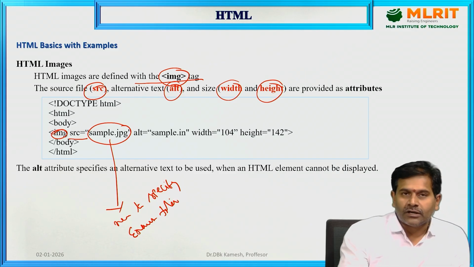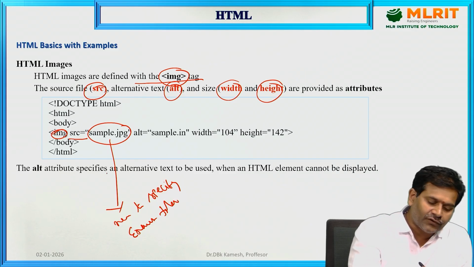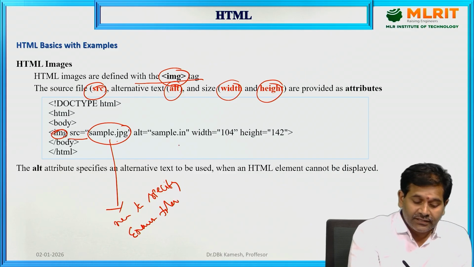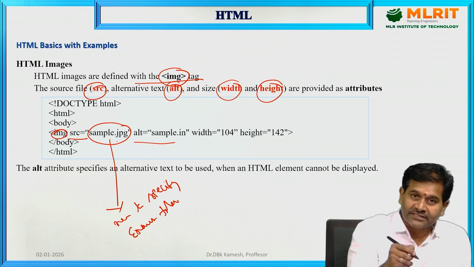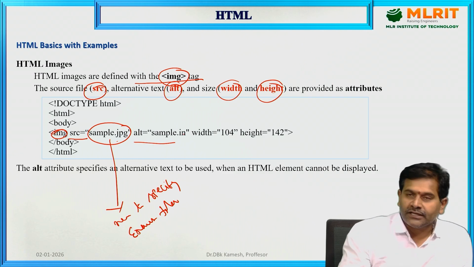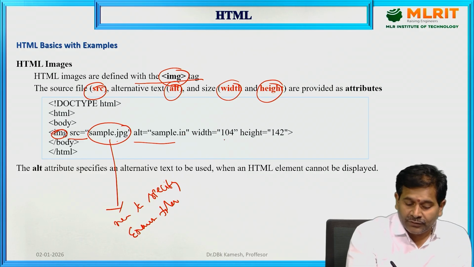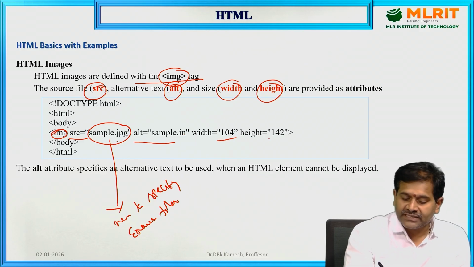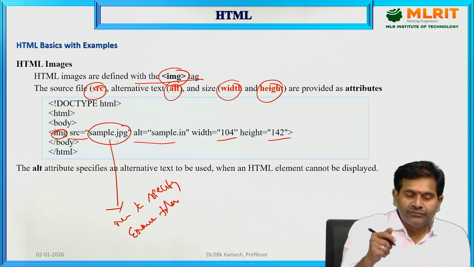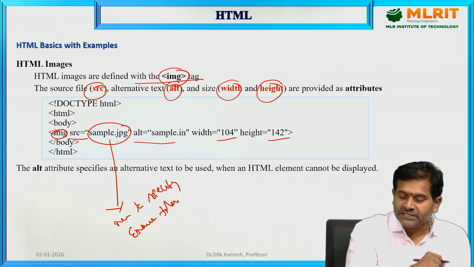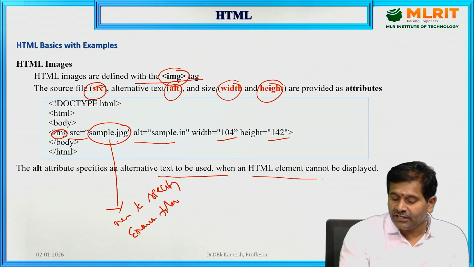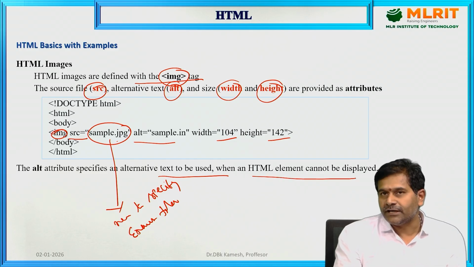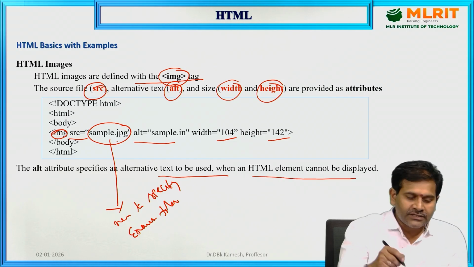So follow C:\ and so on, we need to follow this. Then here is the alternative text, so what we have used as alternative text is the name sample.in. Then what is the width, 104, and what is the height, 142. The alt attribute specifies an alternate text to be used when an HTML element cannot be displayed, right? So that is used.